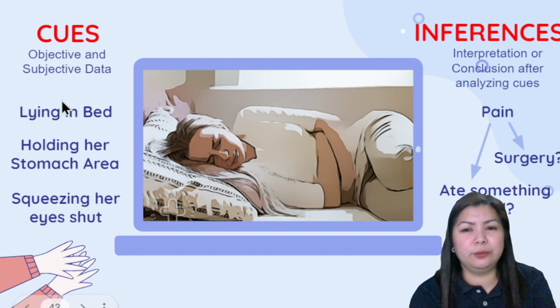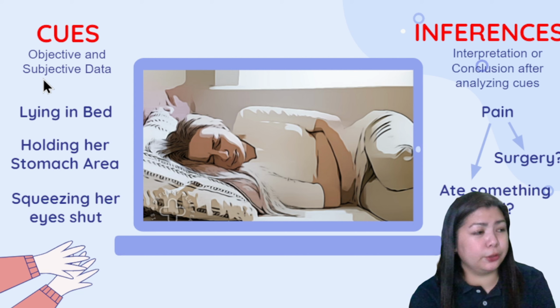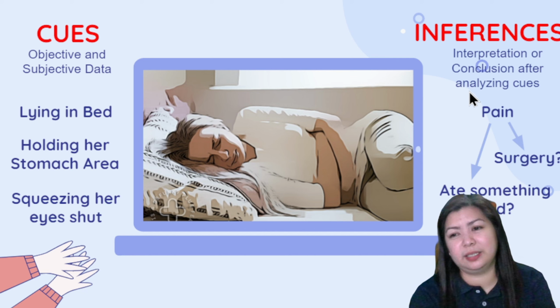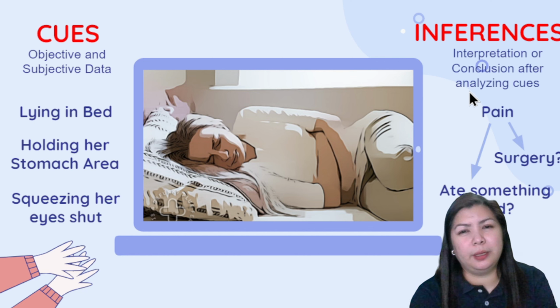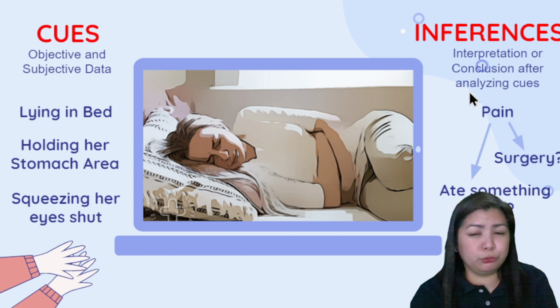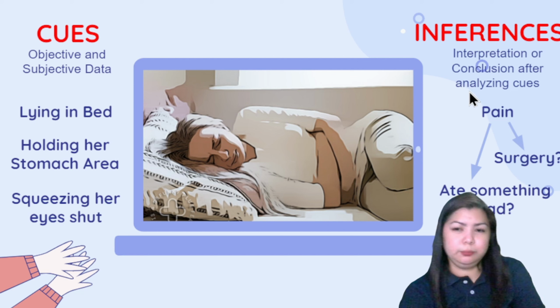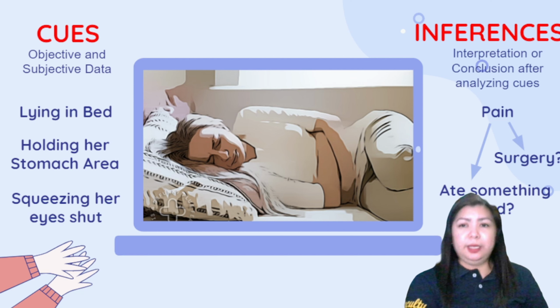So cues, your assessment data from your first phase, the objective and subjective data, will now be called your cues. It tells you something. And that something is your inferences. This is your hypothesis, your assumed answer to the problem of your client. What is the problem of my client, based on my cues? Those are your inferences.